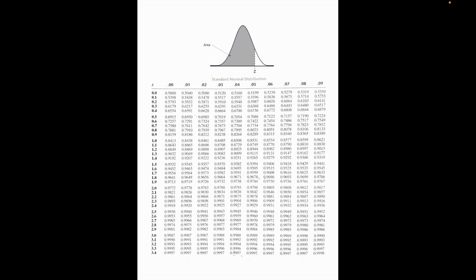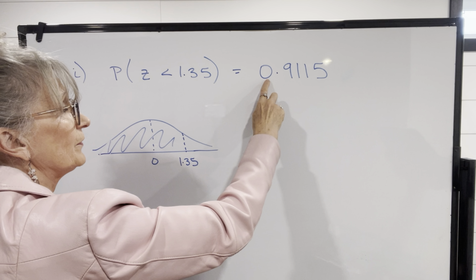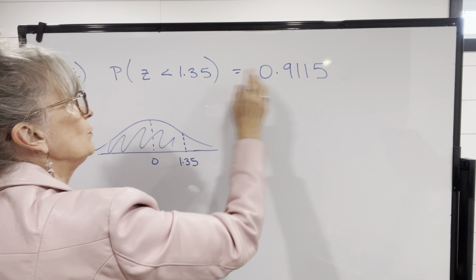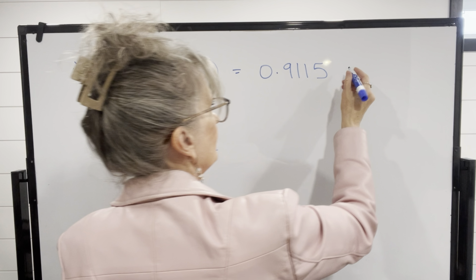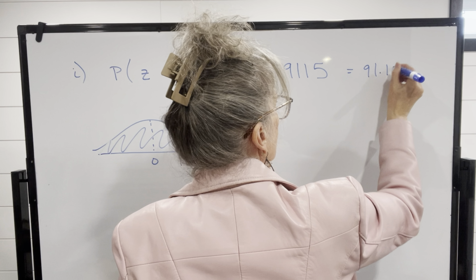So for 1.35, we're going to go down our left-hand column and find 1.3 and go across. Then at the top, we're going to pick 0.05 so that we get 1.35. The intersection of those two lines will be the area that we're looking for, 0.9115. That's the area to the left of the Z score, 1.35. From the table, we found that the area was 0.9115, which is the same as the probability. We can leave it in decimal form, or we can write it as a percent.